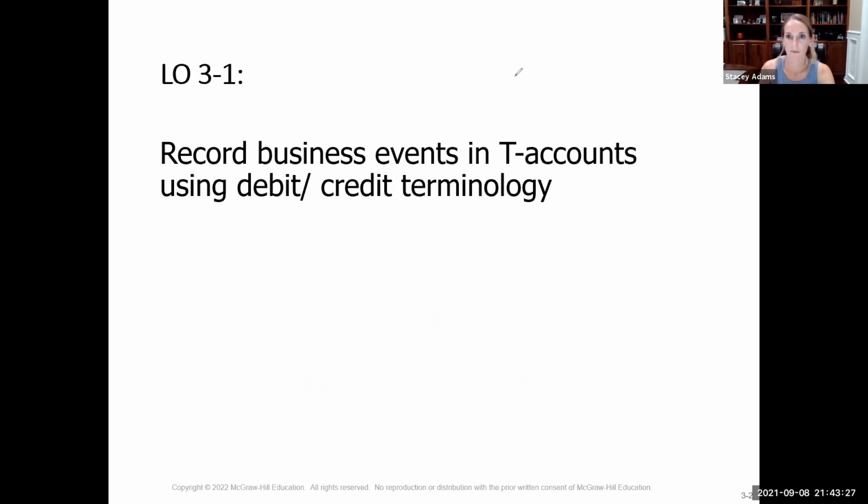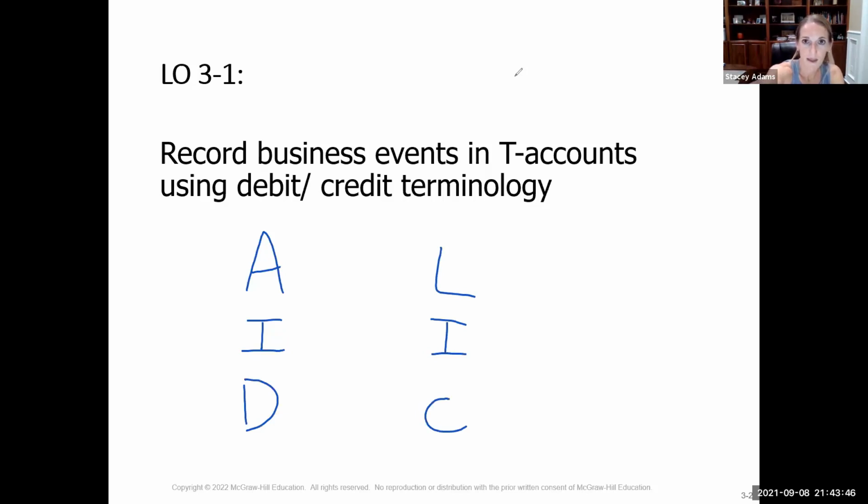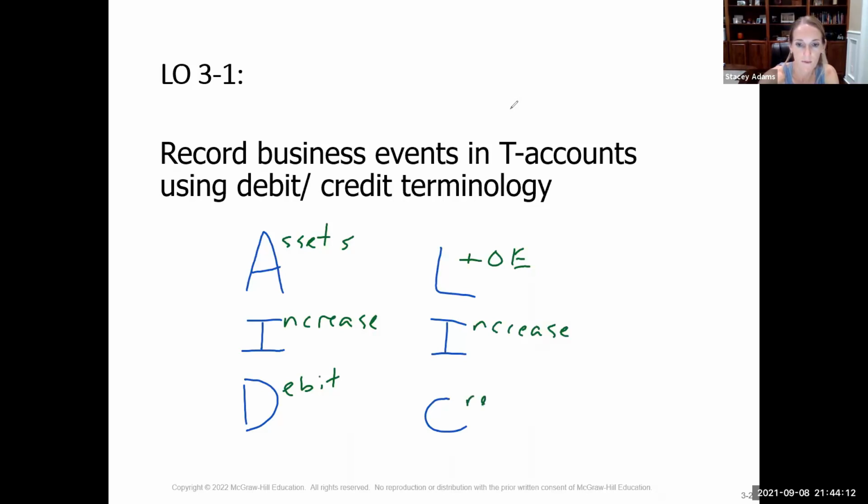Let me show you how I remember the rules of debits and credits. So here's how I remember it. And there's lots of different ways that people learn this, but I use this little mnemonic device, ALLO. And all that means is assets increase with a debit, while liabilities and owner's equity, the whole liability owner's equity side of the equation, increase with a credit.